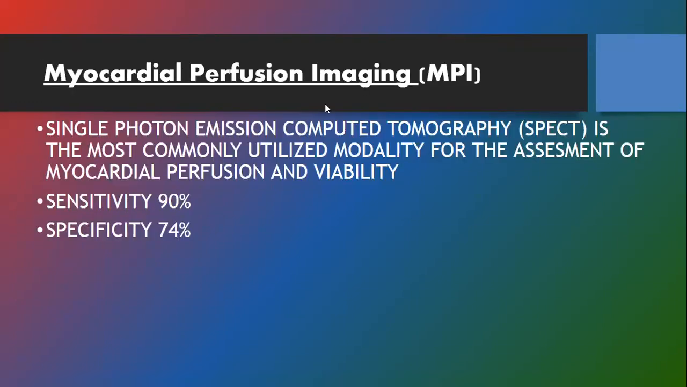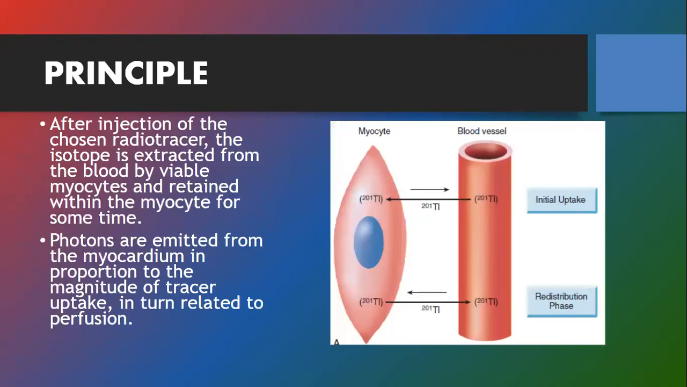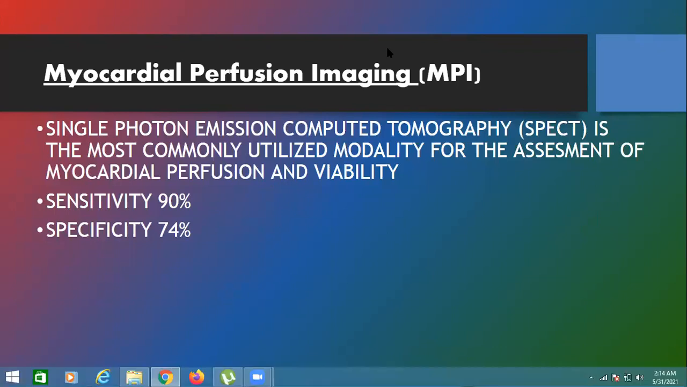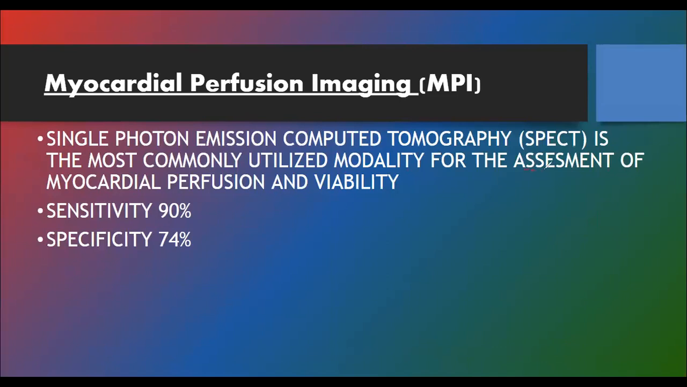So myocardial perfusion imaging is the most utilized modality for the assessment of myocardial perfusion and viability. Okay, two things: assessment of myocardial perfusion, in which mainly we are assessing the ischemia, and the viability of the myocardium, whether the myocardial cells are alive or not. Its sensitivity is around 90% and its specificity is around 74% to detect this.